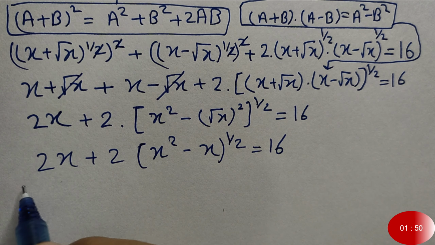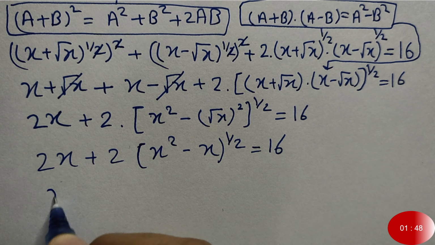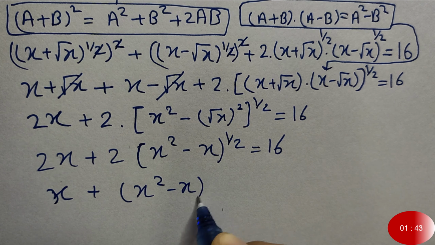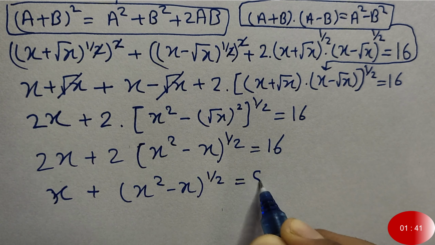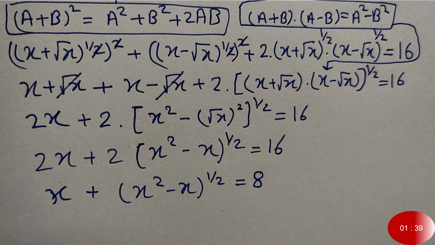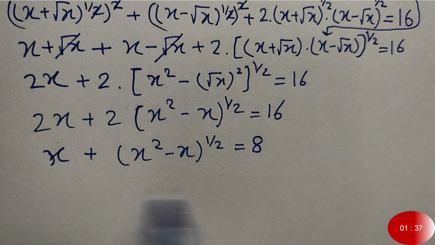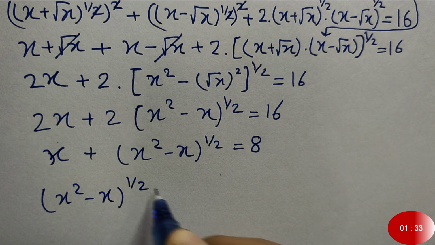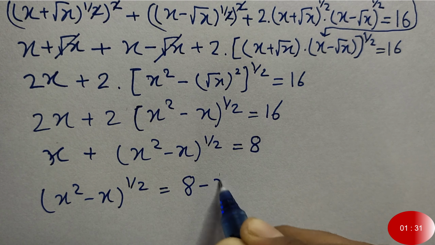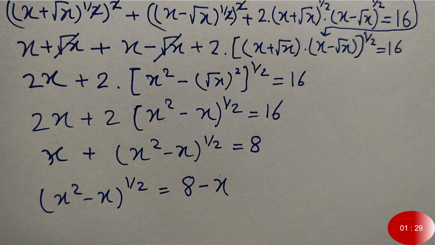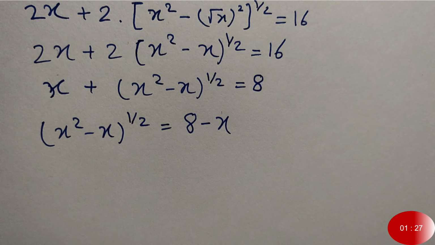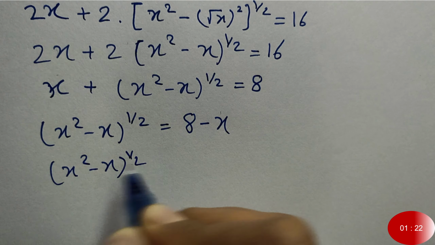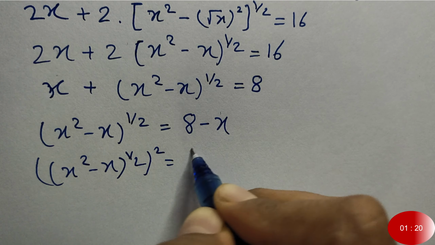Now we divide by 2 on both sides of the equation and get x plus (x² − x)^(1/2) is equal to 8. We can write this equation as (x² − x)^(1/2) = 8 − x. Bring x on the right hand side of the equation. Now we square both sides of the equation.